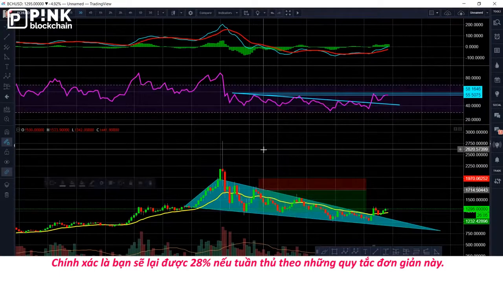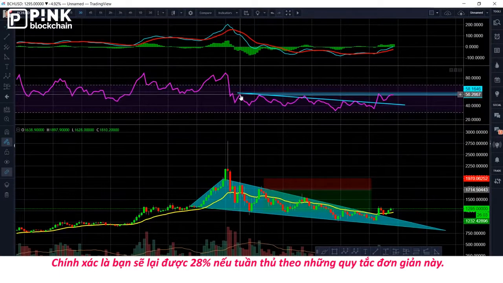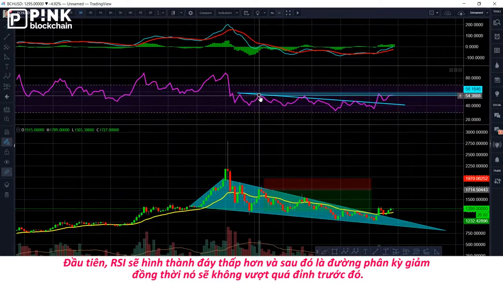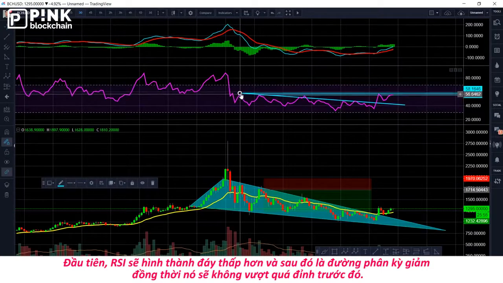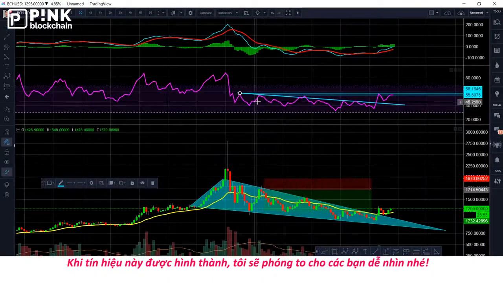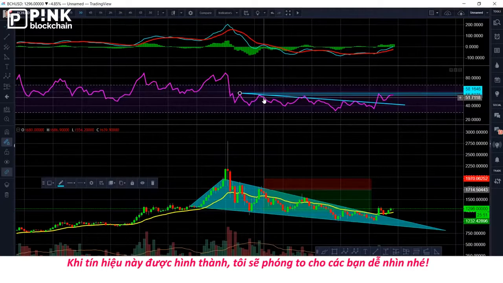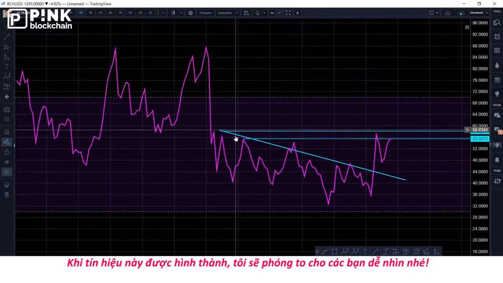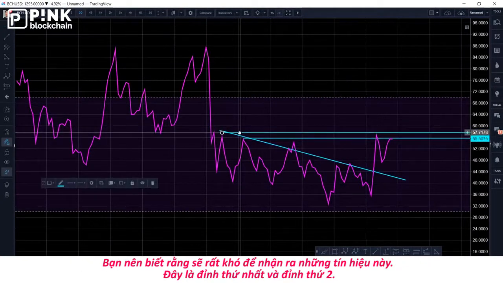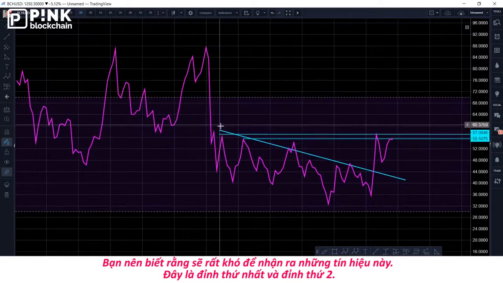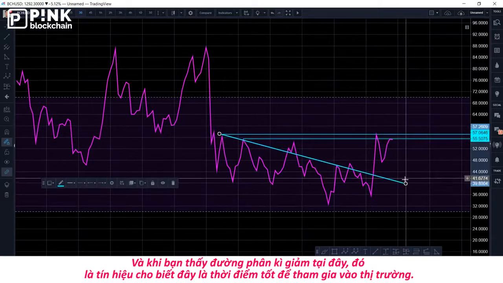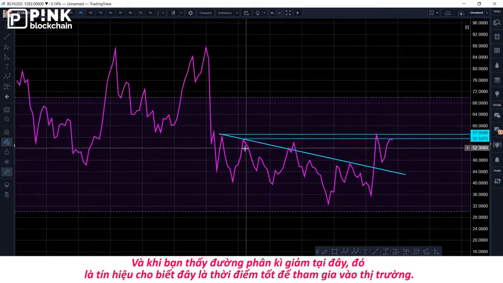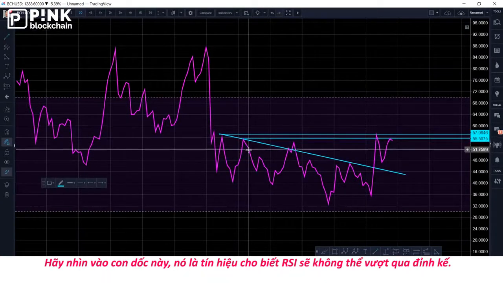So 28% profit, guys, just by following that tiny little step. One, this is now getting a lower high. Two, we're getting a bearish divergence, right? Three, we couldn't break the previous high of that RSI. So as soon as this tiny little slope right here formed, I'm gonna zoom into it so you guys can see, okay? It's hard to see, but you need to acknowledge that this is the first peak, this is the second peak. As soon as we see a bearish divergence right here, right, that is the signal for us to enter a trade. Right after, we see this next one right there.